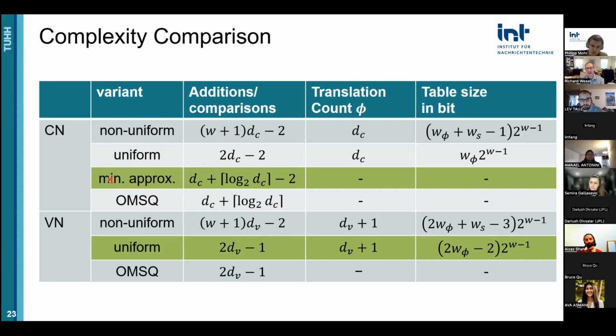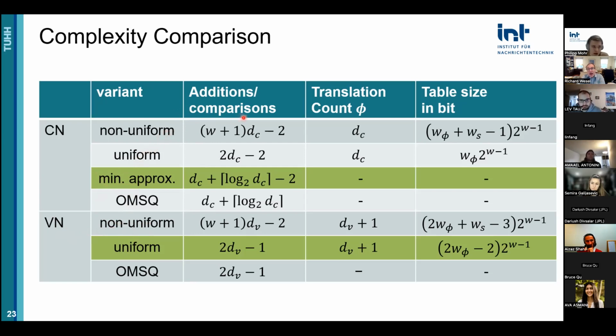Well, the minimum approximation is independent of whether we do uniform or non-uniform at the variable node. So it works with both configurations. We saw that the performance is very similar, whether we use non-uniform or uniform at the variable node. So you're saying, as far as you're concerned, it doesn't matter, right? Yeah.